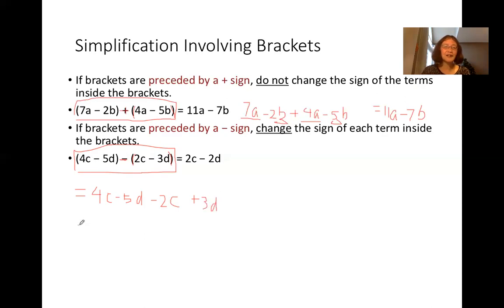And now you collect like terms. 4c, negative 2c, it is 2c. Negative 5d, positive 3d, negative 2d. That's it.